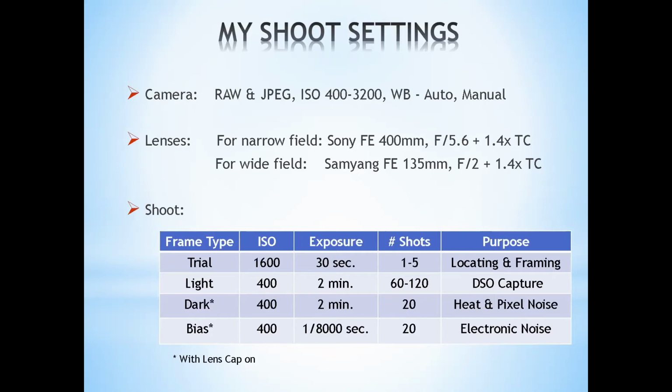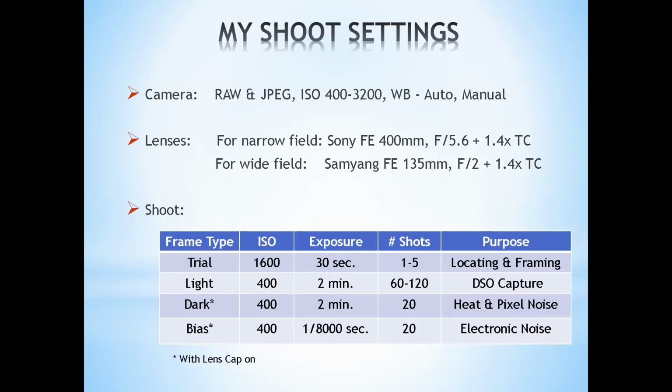So now what do I shoot? A few trial frames, really short exposures to locate and frame the DSO. The lights are the actual images that I'm going to wind up with, and I shoot them at a low ISO, 2-minute exposures, and 1 to 2 hours worth of total exposure.